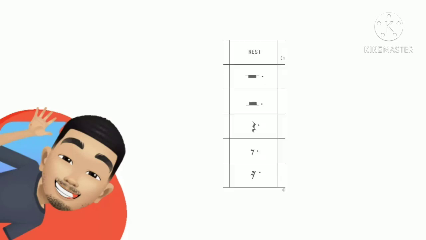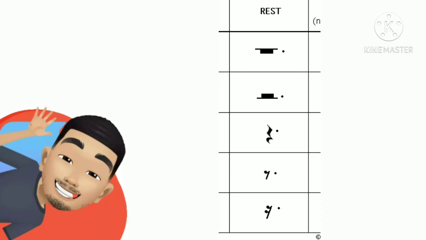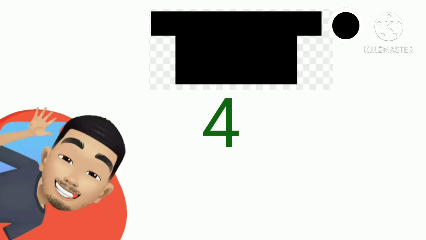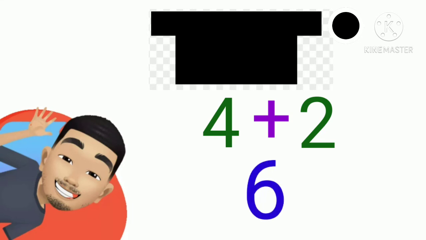What happens to a rest if there's a dot on it? Let us now study the dotted rests. This is a dotted whole rest. A whole rest has a value of 4. The half of 4 is 2. If we combine 4 and 2, then the value of dotted whole rest is 6.